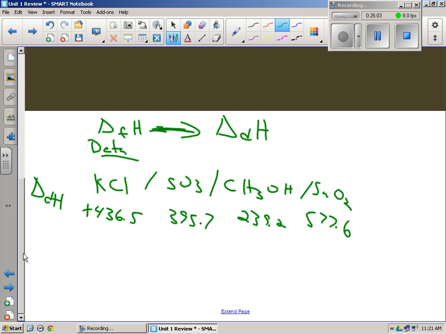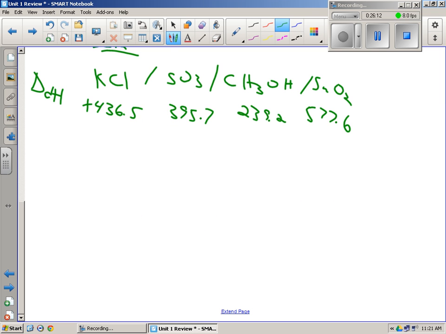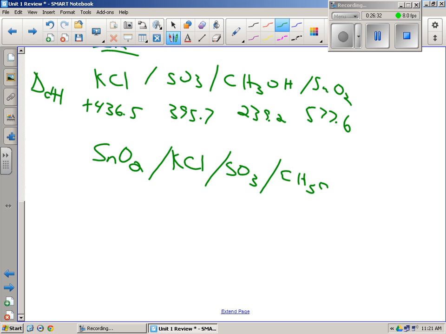That's how much energy is required to put into them to break them into their elements. For example, that's how much energy is required to break this compound into potassium and chlorine. So most stable to least stable. Most stable, of course, requires the most energy because it sticks together the best. So SNO2, most stable. KCl, next stable. SO3 next, and CH3OH least. And this is the most. Okay? Most stable to least stable. Good? Yeah. Okay.